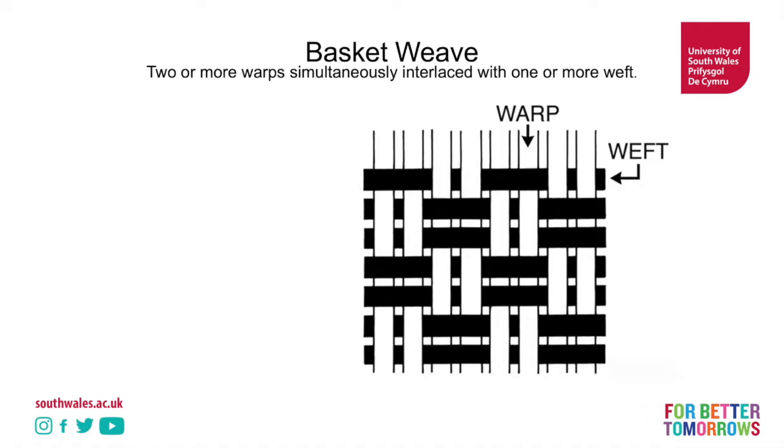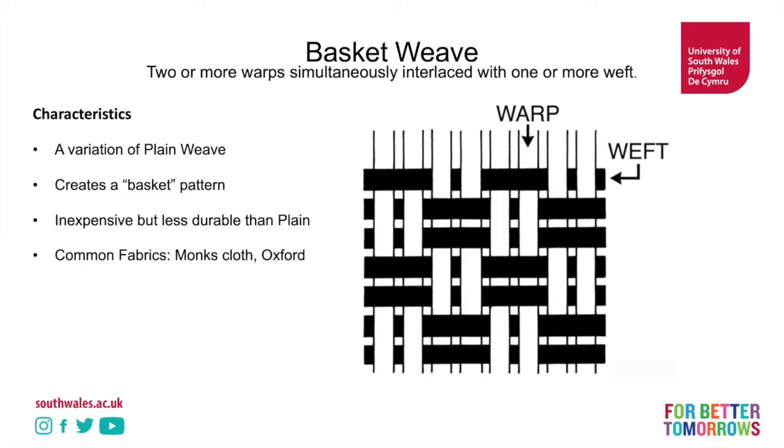Next, we have basket weave, and you can see here two or more warp yarns simultaneously interlaced with one or more weft. So you can see over two, under two, over two, under two, using our warp and our weft. And you can see that gives us a basket-like appearance. So it's a variation on plain weave because it uses two threads or two yarns instead of one.